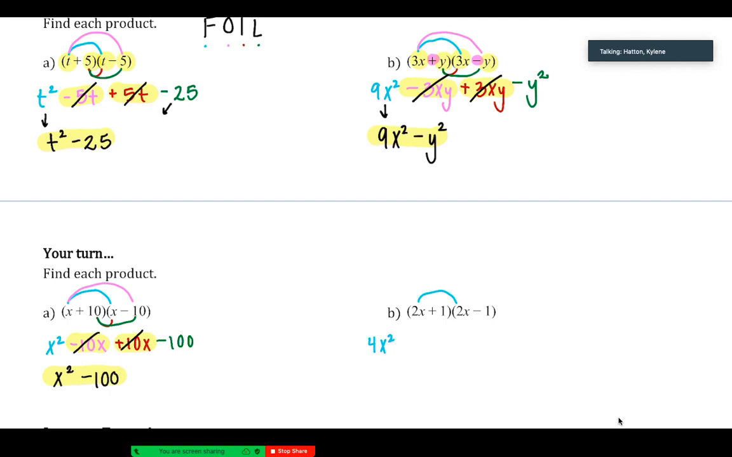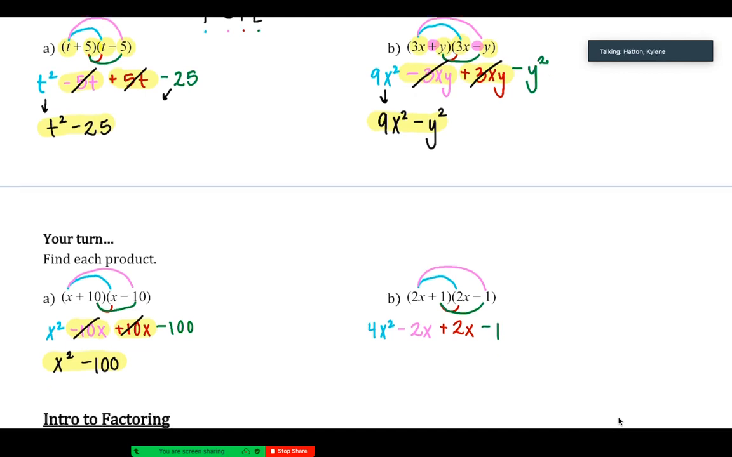And then when I multiply the outer term in each parentheses for the O, 2x times that negative 1 is negative 2x. And then when I multiply the inner term in each parentheses, this is a positive 1 times 2x. So positive 1 times 2x would be positive 2x. And then when I multiply the last term in each parentheses, a positive 1 times a negative 1 is negative 1. So 4x squared minus 2x plus 2x minus 1.